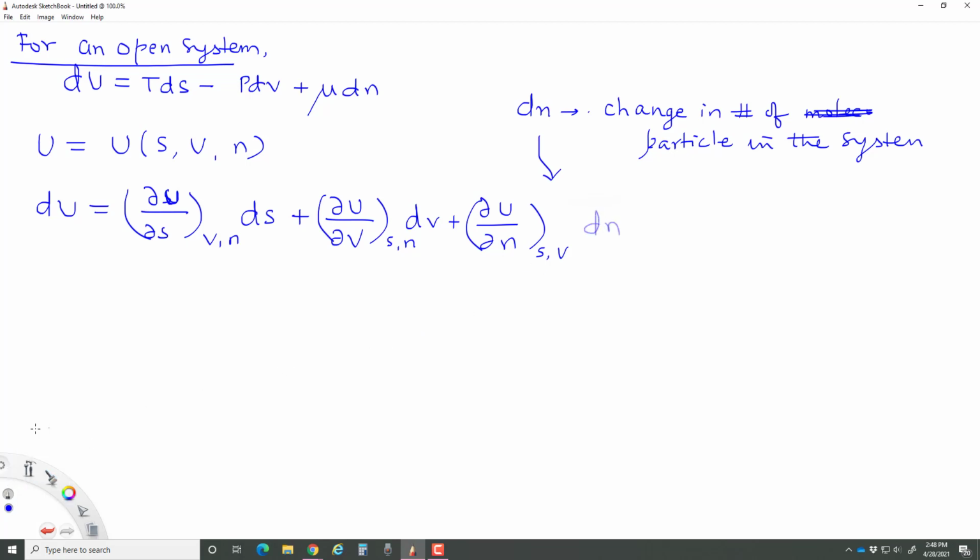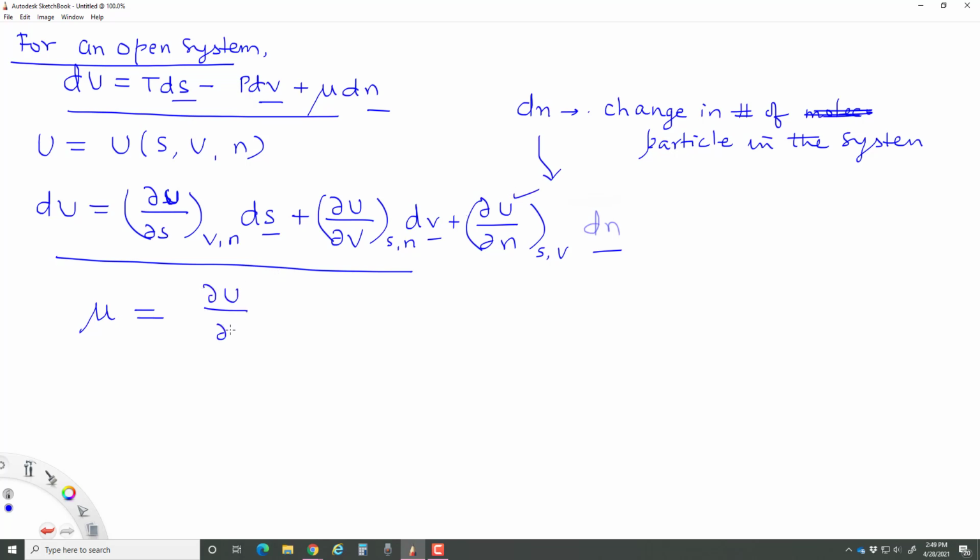So that's dn. Okay. Now we can get the definition of mu by comparing these two equations. So we can compare the coefficients of these differentials. If we do that, then the coefficient of dn, mu, would be that. Okay, so partial U, partial N at constant S and V.